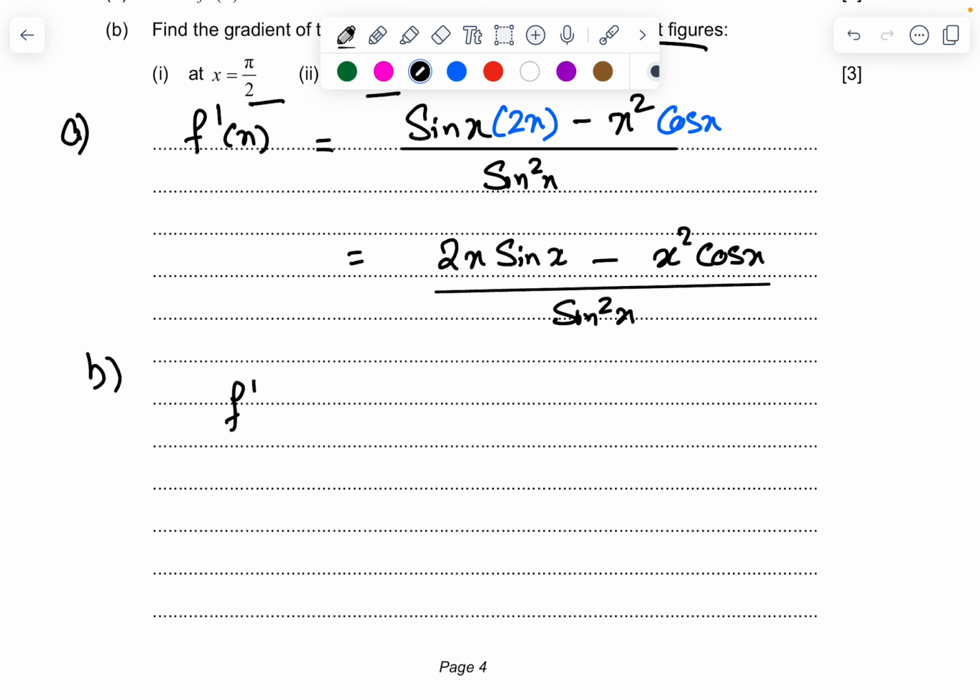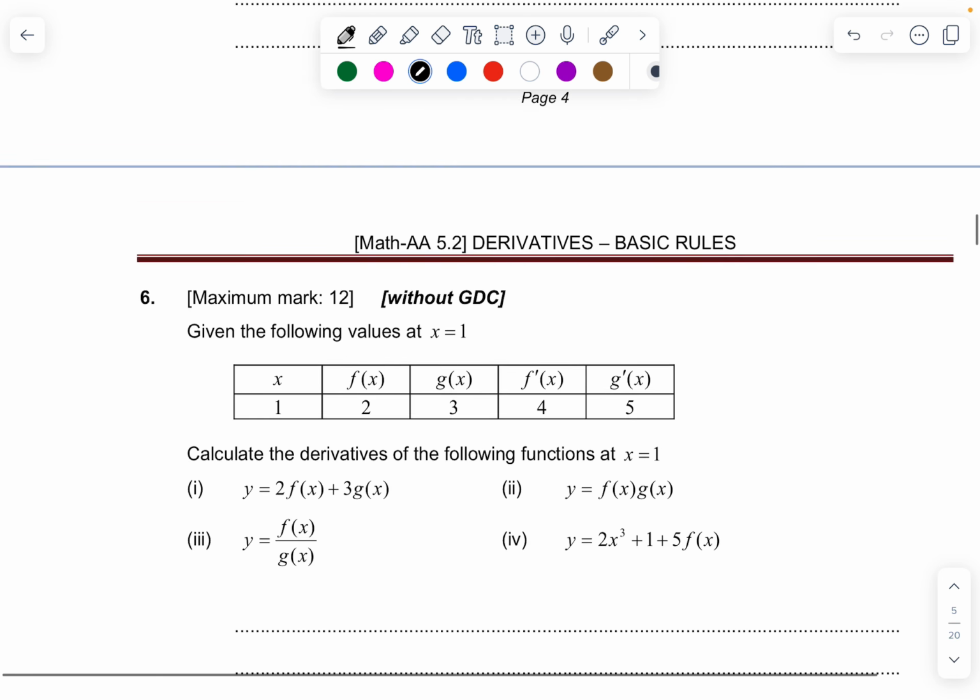So f prime of pi by 2. Use GDC. Just use the GDC. You should be getting 3.14. Then f prime of 1 should be giving you 1.61. 1.61 is going to be the answer. Use the GDC to get that answer.